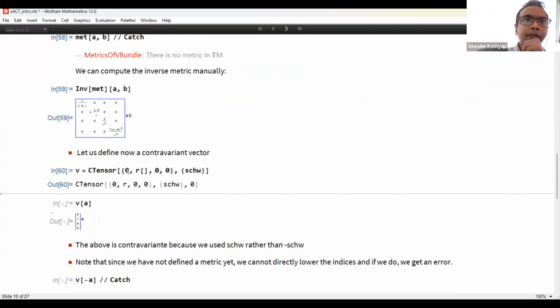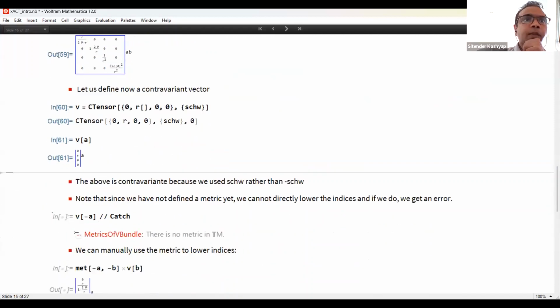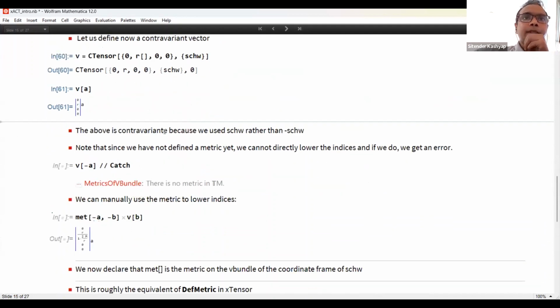Okay, let's now define a contravariant vector in the coordinate basis. So these are its components, and this swash means it is an upper index, or when we enter it like this, we see that it is upper index 0, r equal to 0. The above is a contravariant vector because we use swash rather than minus 1, but we can manually do that by multiplying this matrix that we had defined, and it does the job.